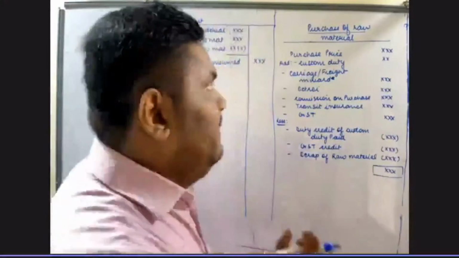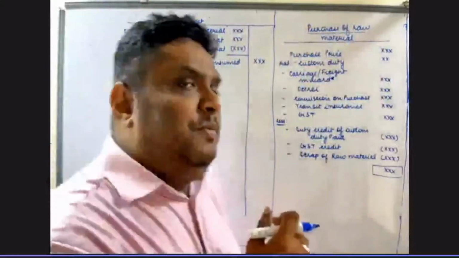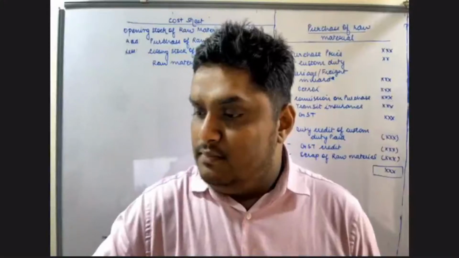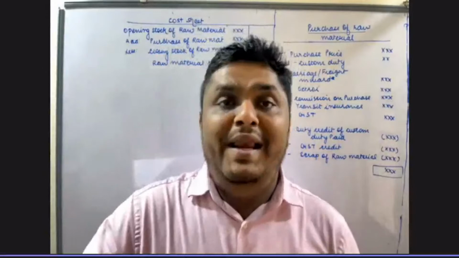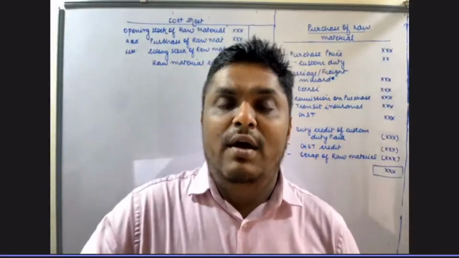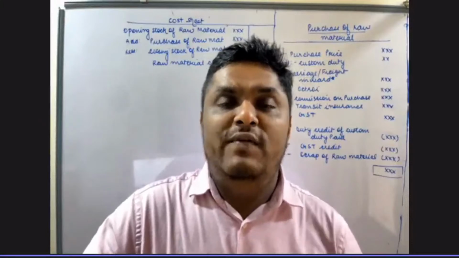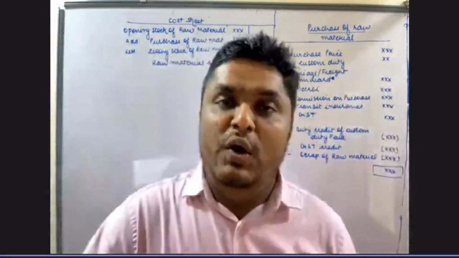Alternatively, you can show this entire calculation in cost sheet also. So it's up to you. Both the approaches are correct. Octroi जो है पहले एक तरह का टैक्स लगता था, but after GST it has been removed. But still there are few questions wherein they have mentioned about octroi. So that's why I have taken octroi.